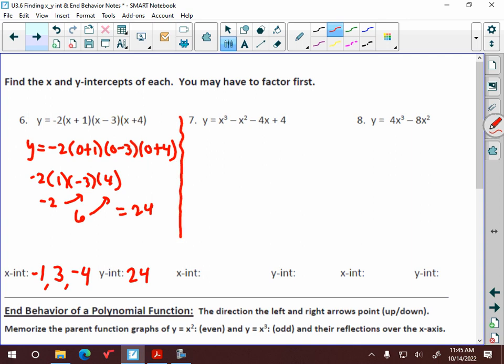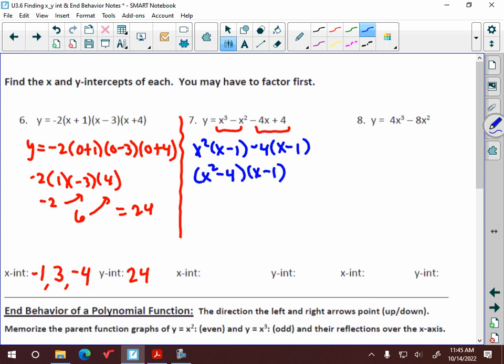So this polynomial is not factored for us, so we can factor it. There's 4 terms, so we can use grouping. So we pull a GCF out, x squared. Negative 4 comes out. So x squared minus 4, x minus 1. And then x squared minus 4 is a difference of squares, so we can factor that one further. So that's factored all the way.